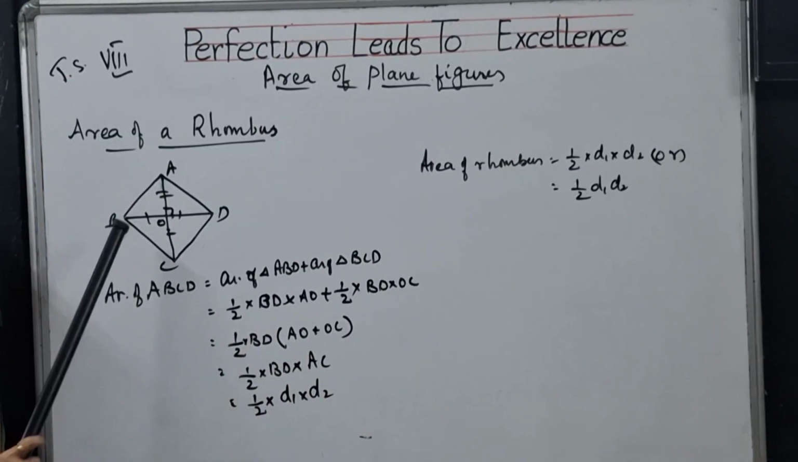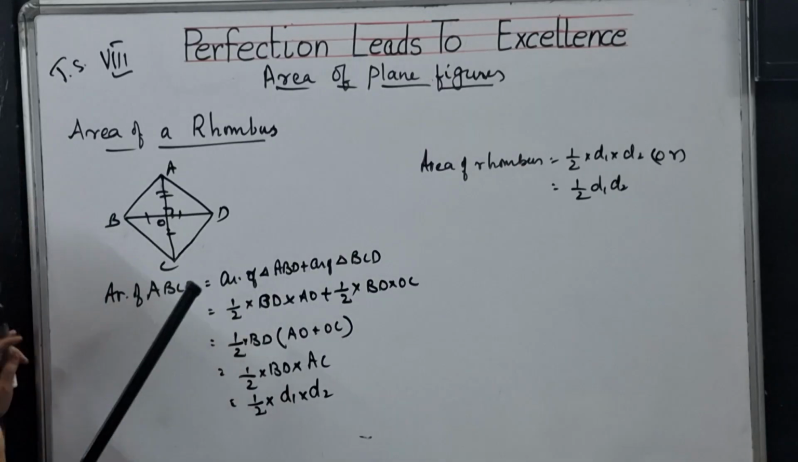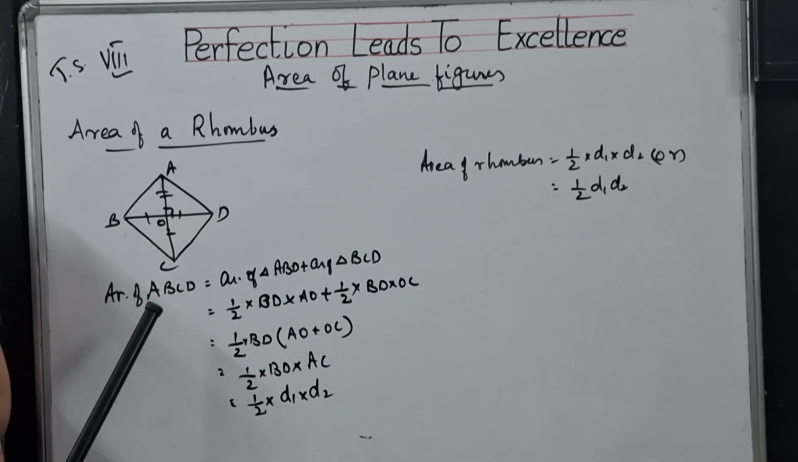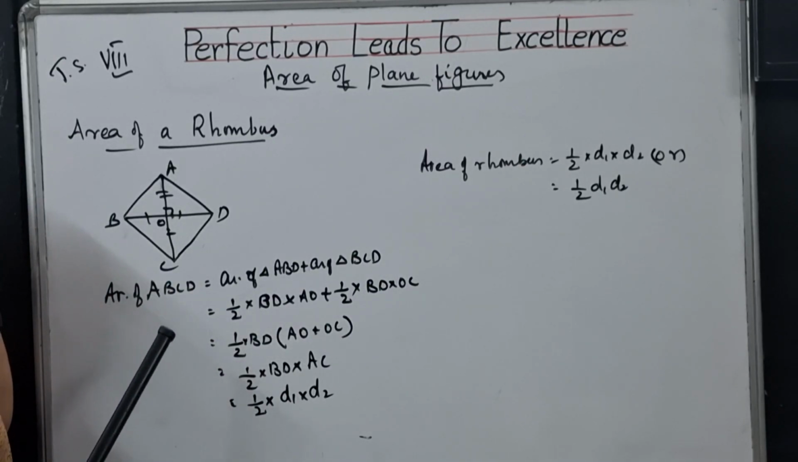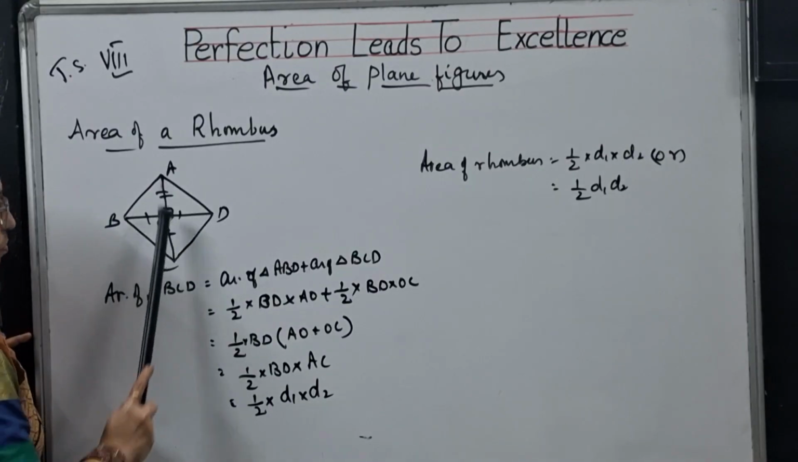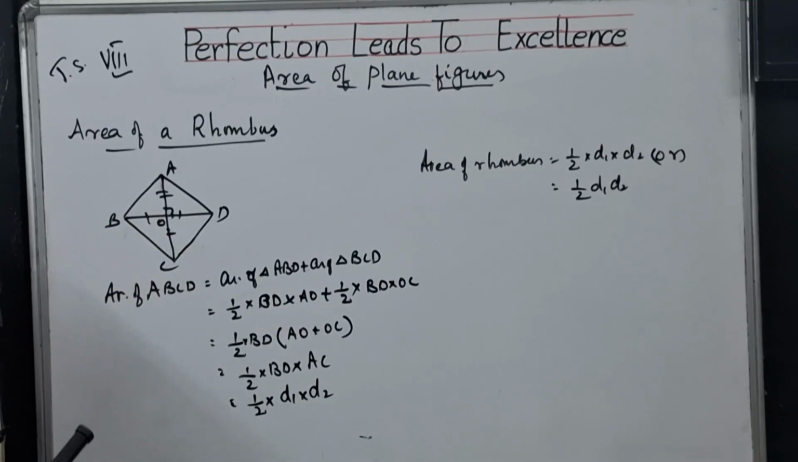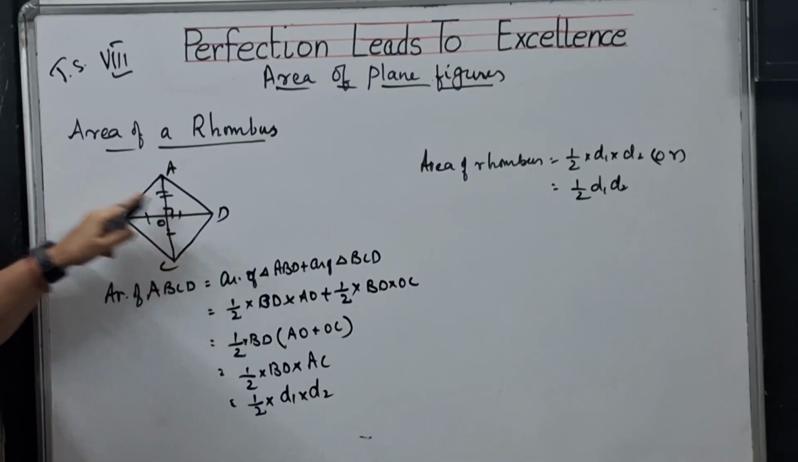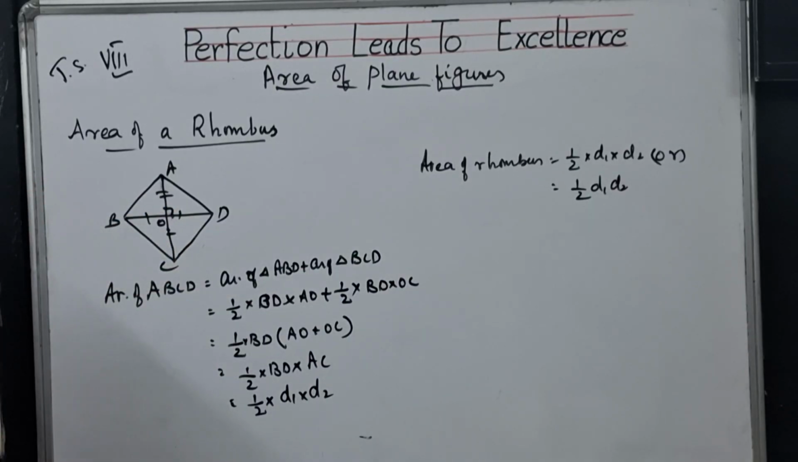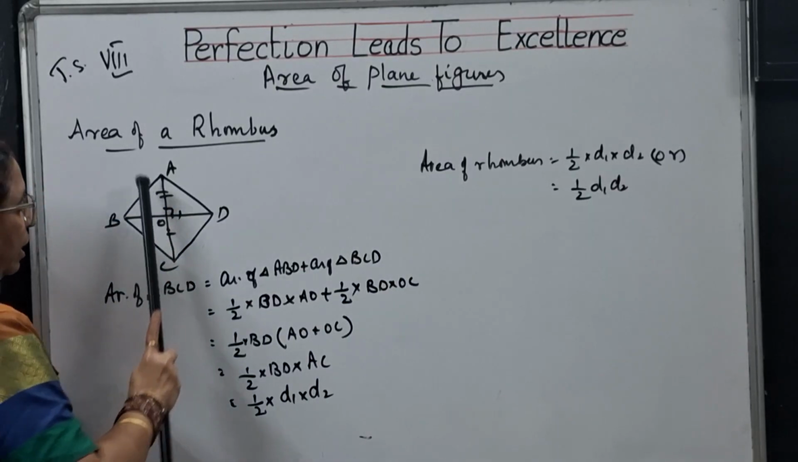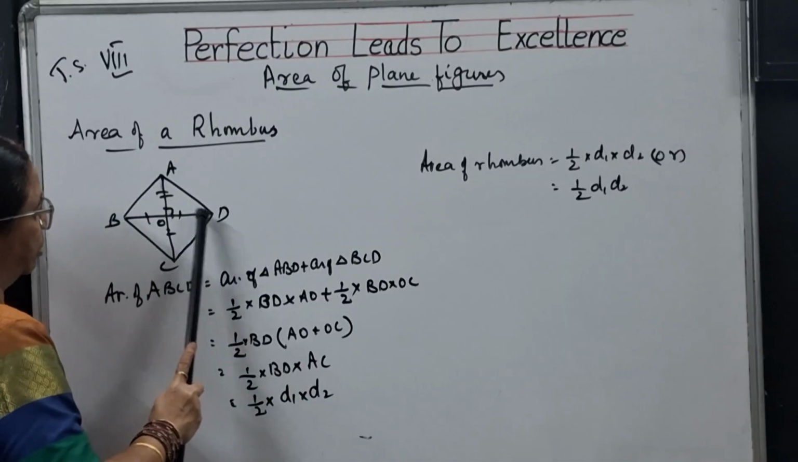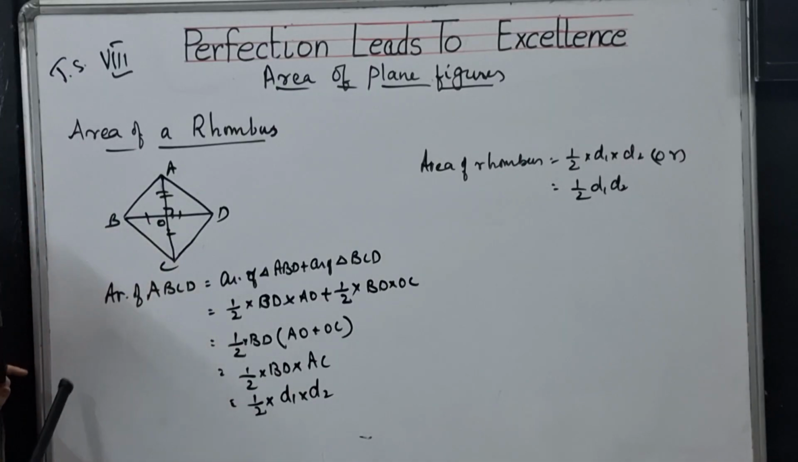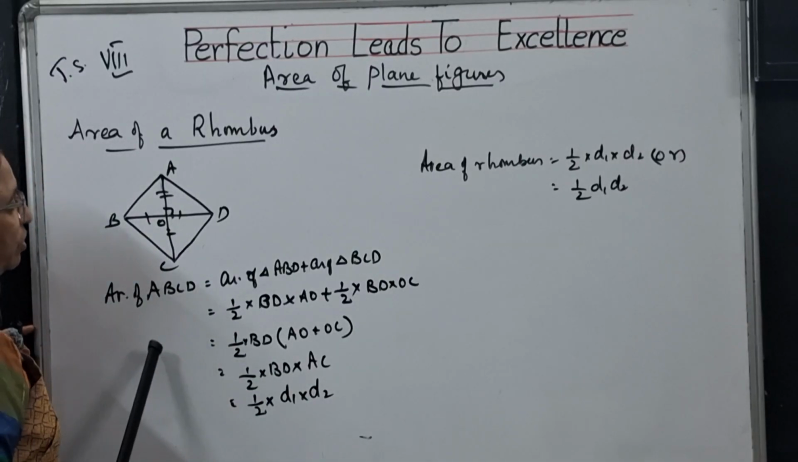So once again, a rhombus is such a figure, it's like a square in which all four sides are equal, but the main difference is the angles. The angles of a square are all 90 degrees, but these are acute and obtuse angles. And here, the diagonals of the rhombus are perpendiculars as well as bisectors. They divide each other into two equal halves.